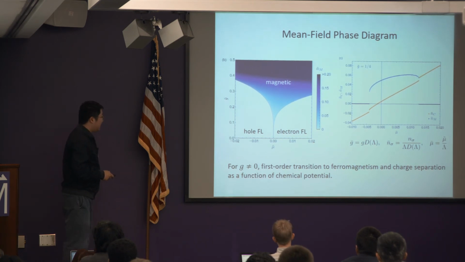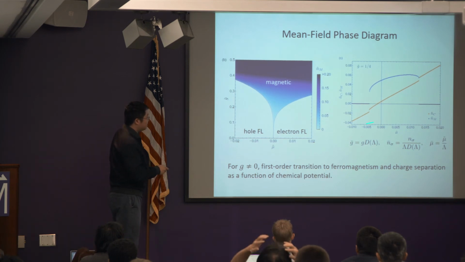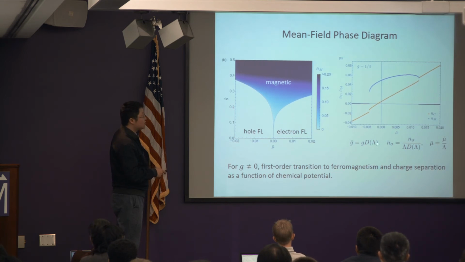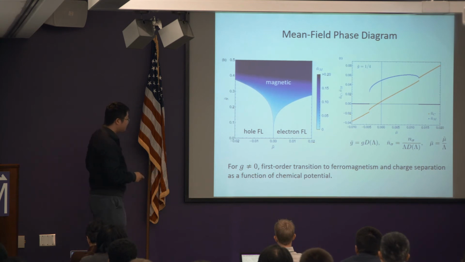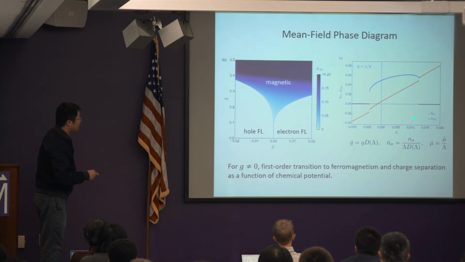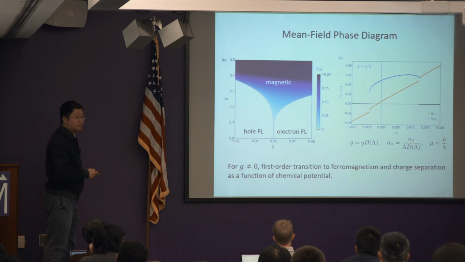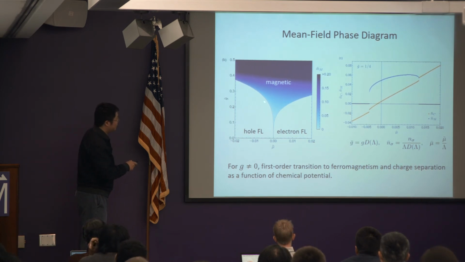Okay. And let me now again write all these interaction strengths and density and chemical potential in terms of dimensionless parameters. So we introduce a UV energy cutoff, which I call lambda, and the interaction is measured in terms of the density of states at the UV energy cutoff. And this is basically what happens: all these transitions here are first order, right? The transition from the hole Fermi liquid to the ferromagnetic state, and the transition from the electron side, they're both first order transitions. But the first order transitions get weaker and weaker as you go to the weak interaction limit.